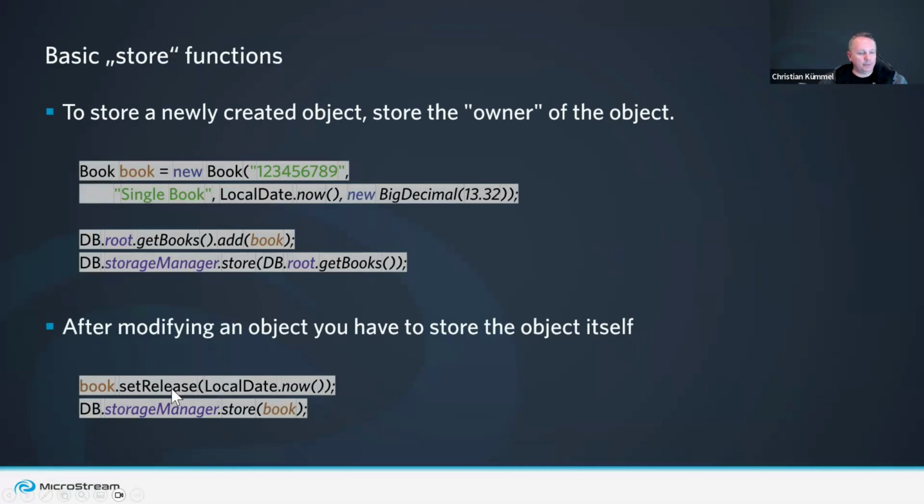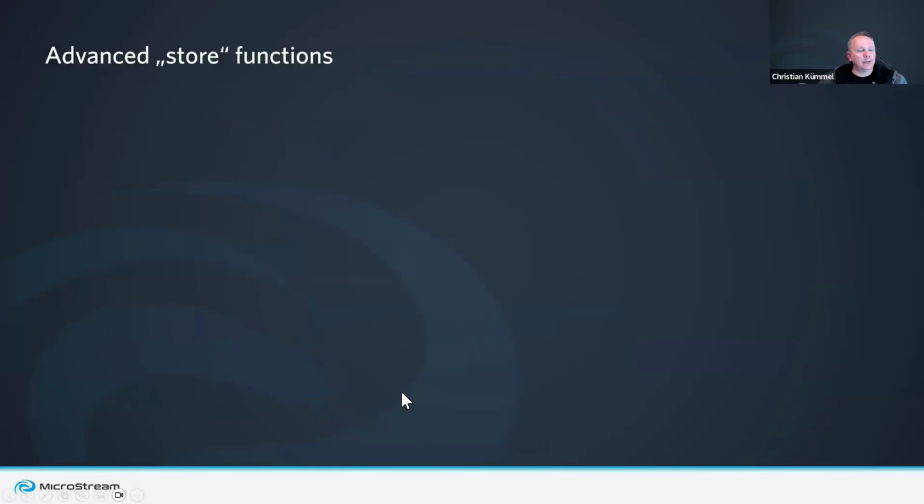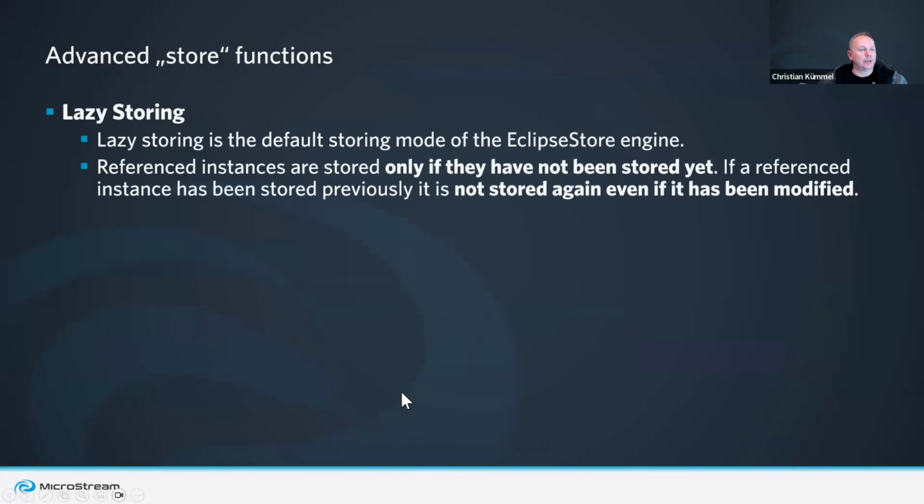And if we update the book itself, for example, set the release date to local date now, we changed the reference holder of the release date, and that's the book. That's the reason why in that case we store the book itself, because the book itself has changed. And it's always a lazy storing function. That means this is the default storing mode of Eclipse Store Engine. Referenced instances are stored only if they have not been stored yet.